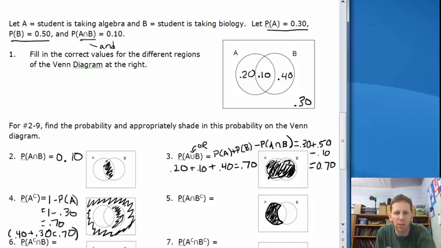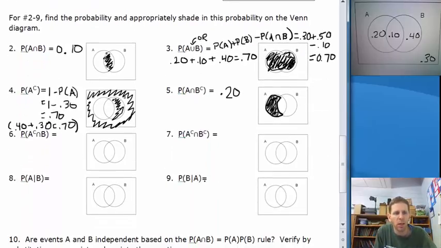Why is this the answer? Because it's part of circle A and it's not part of circle B. We don't include the region out here on the outside because it's not part of circle A. So what's in circle A and not in circle B? That crescent moon region, which is 0.20.